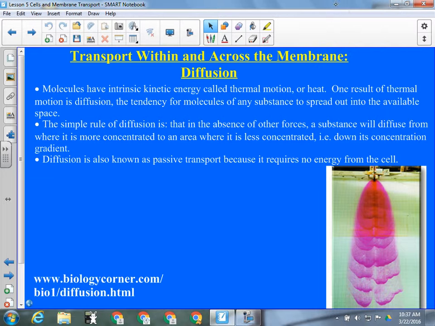All right, this spot in your notes, we're picking up where we left off from yesterday. We're talking about the methods that a cell will use to transport materials. We talked a little bit about diffusion yesterday, but we'll finish that one up. Diffusion is the most important method of intracellular transport.